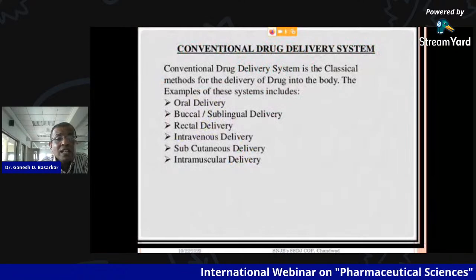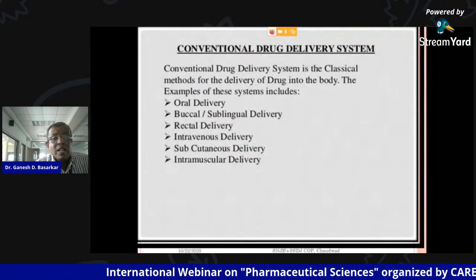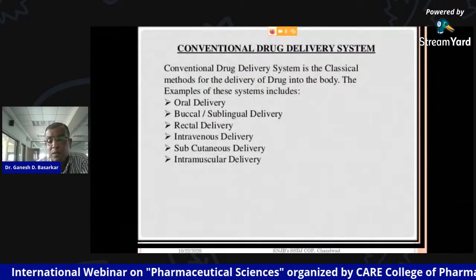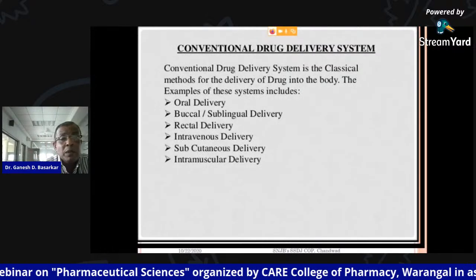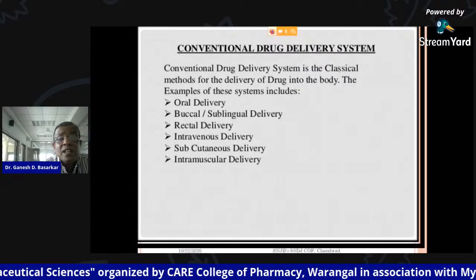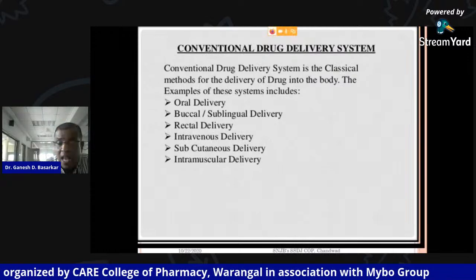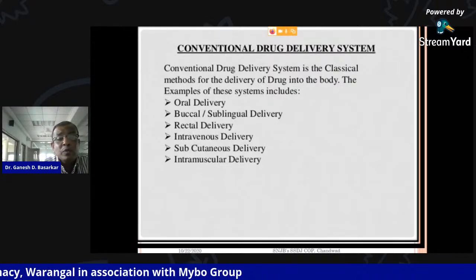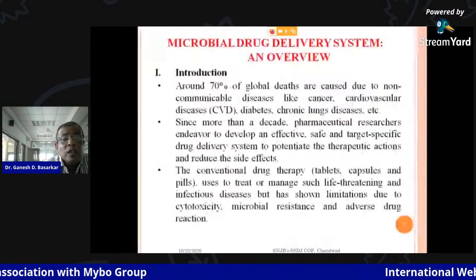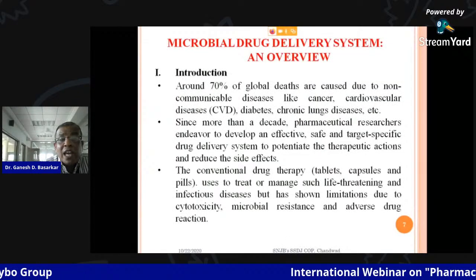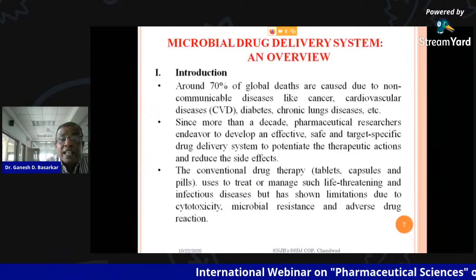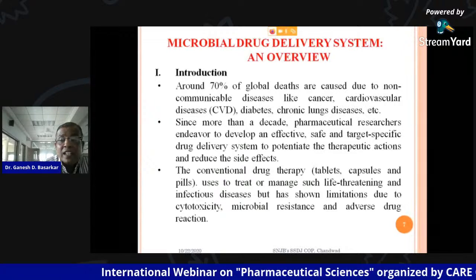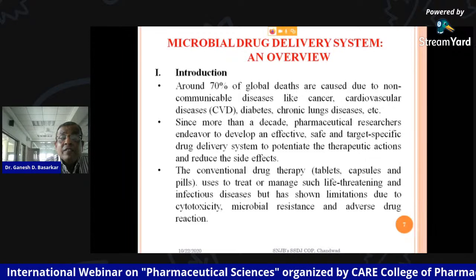And as pharmaceutical scientists, we always go for conventional drug delivery systems. A pharmaceutical scientist is always fascinated first toward the oral drug delivery system, and next come the syrups and so on. So I am listing down some of them, which is not included completely. I was explaining the introduction part. There are certain conventional drug delivery systems available.